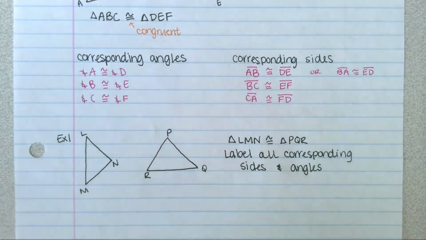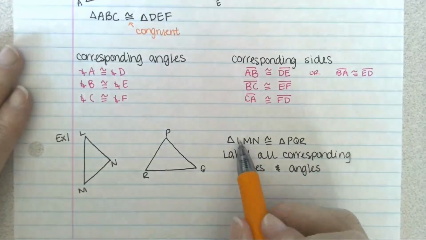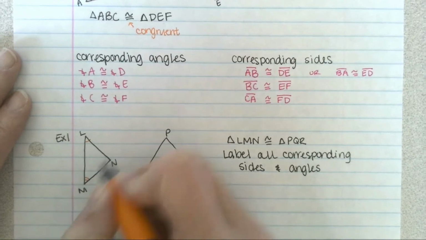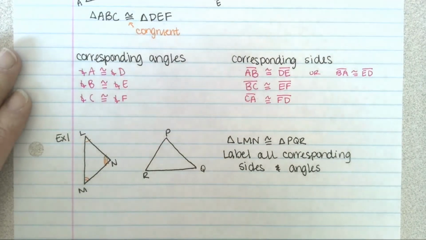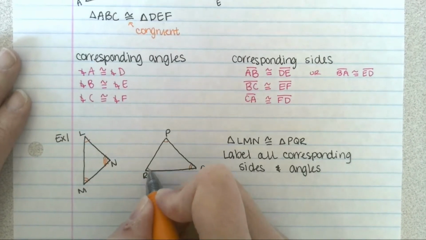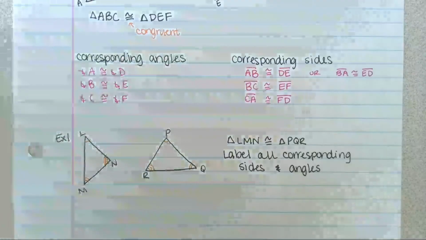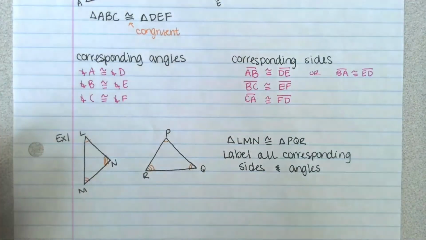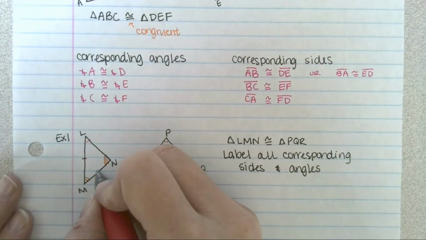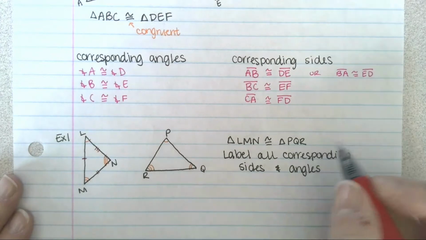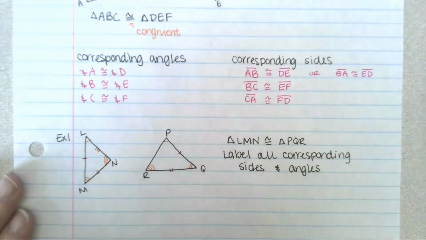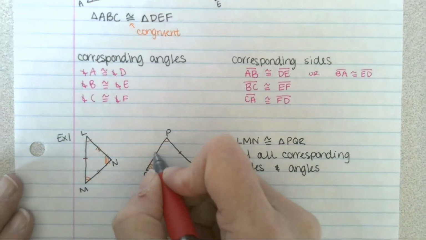Okay, let's take a look at this. So I'm going to label my angles first. So L, then M, then N. So L's first, then M, then N. And then I have P, Q, and R. So P is first, then Q, then R. Then I will label my sides in the same way. So L to M is first, M to N is second, and then that's third. And then P to Q is first, Q to R is second, and then that leaves R to P last.